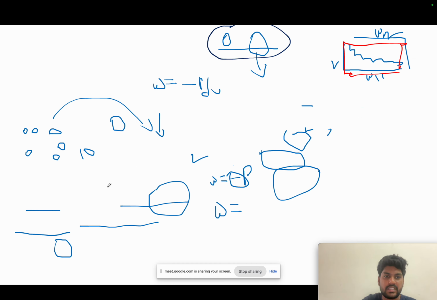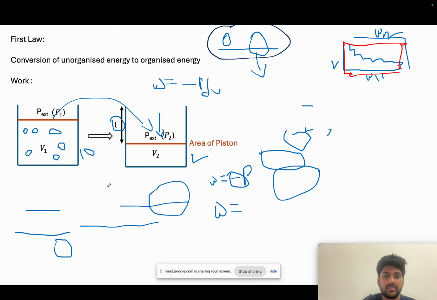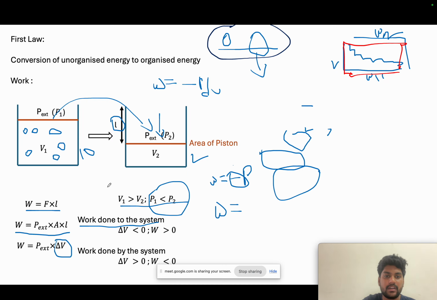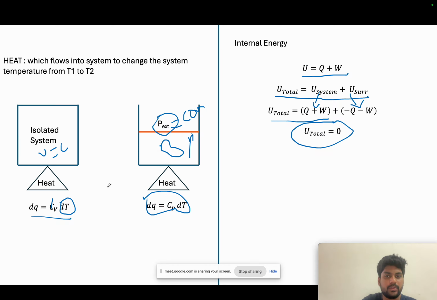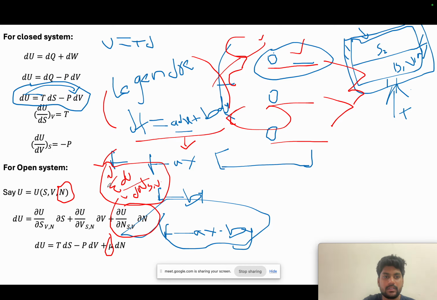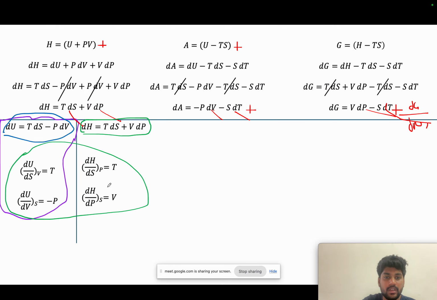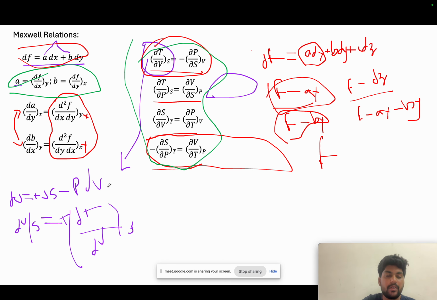These are some examples which we discussed, and this is how work is related. So now we will go to the class. You all know, for closed systems, whatever we have dealt with before is in two forms: one is the closed system, another is the open system. In a closed system there is no mass transfer between the inner system and the surroundings, so there won't be any number-of-molecules terms.